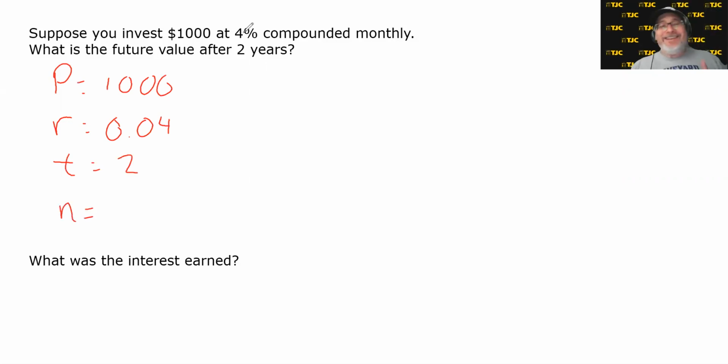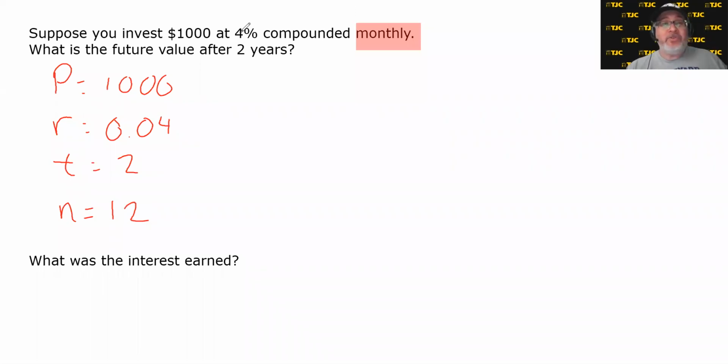But the N is the number that you rarely see in the problem, but you have to extract it from a word, because the N is the number of times per year. What's the one word in this problem that says the number of times per year interest is compounding? The answer is monthly. If something occurs monthly, it occurs 12 times per year.